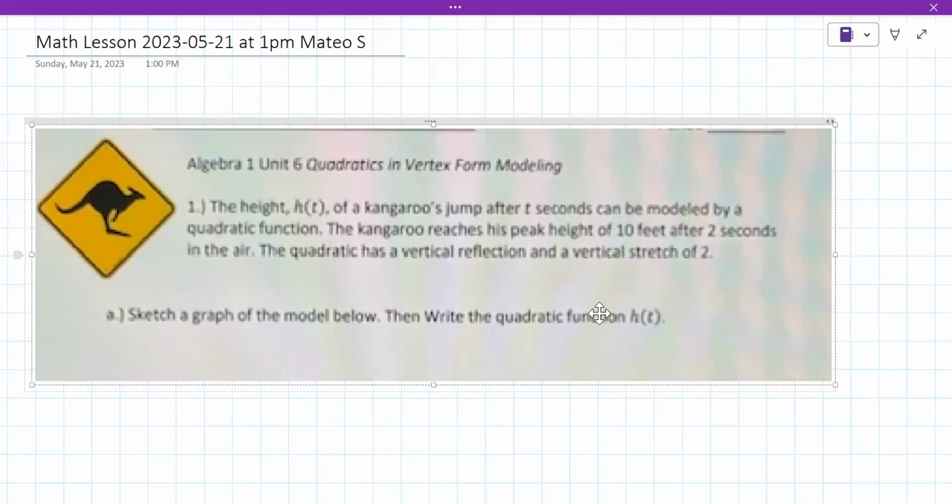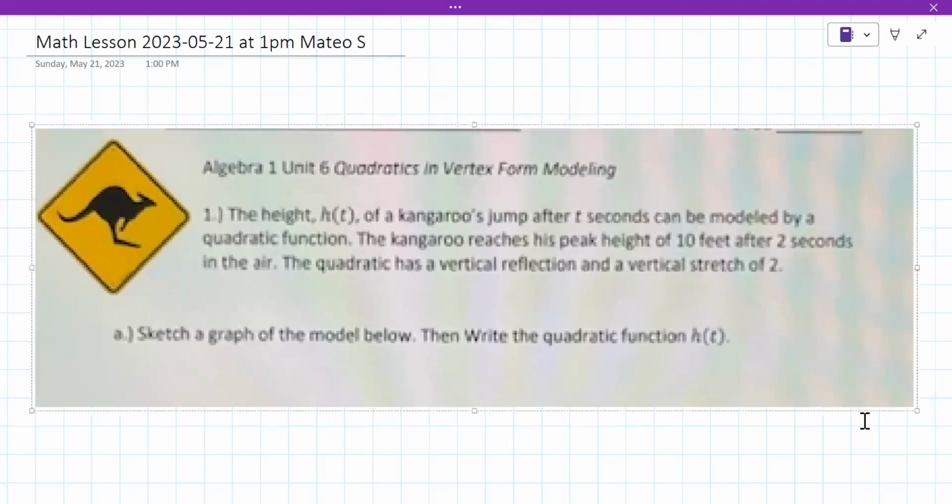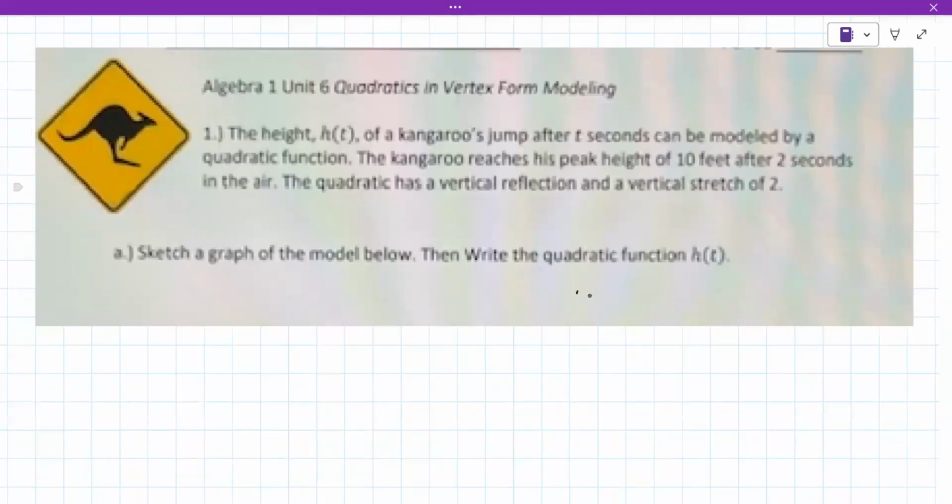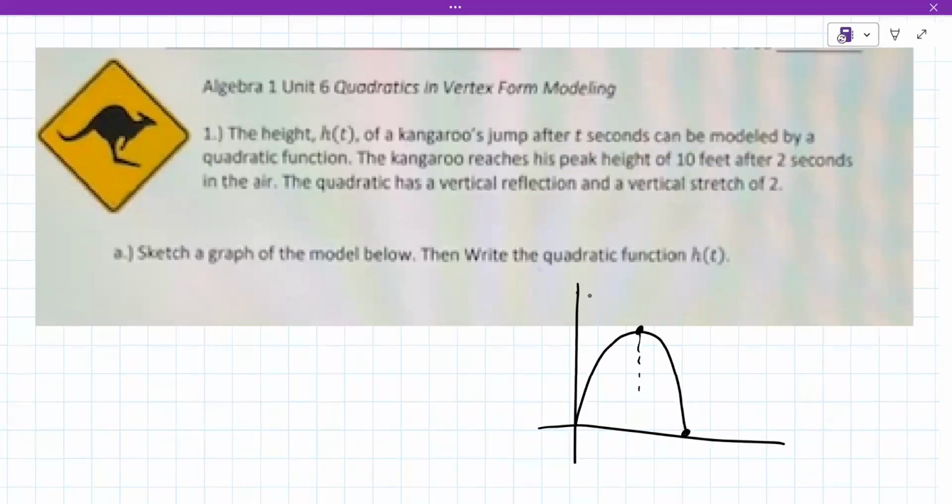The height of a kangaroo jump after t seconds can be modeled by the quadratic equation. The kangaroo reaches its peak height of 10 feet after 2 seconds in the air. That is good to know. So that means we're going to make a really quick sketch here. It jumps up and comes back down. And this point right in the middle is at t equals 2 seconds, and the height is 10.